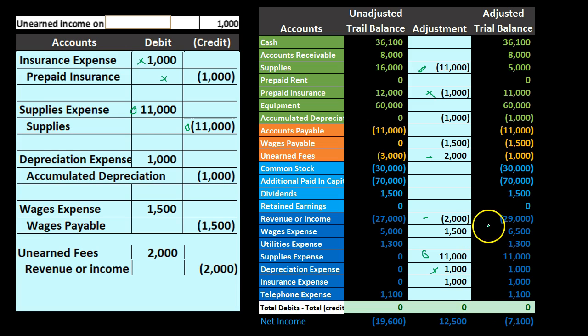So of all this, 29,000 revenue minus all these expenses is 7,100 income. The revenue is still greater. The credit's greater than the expenses. But we've started at 19,600. We brought it down from all these adjusting entries by these accounts here, 12,500 to 7,100, which is the 29,000 minus all the expenses.